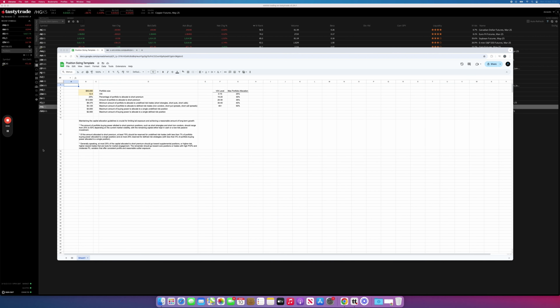This is how you manage your money and how you should structure your portfolio to ensure long-term and consistent success.